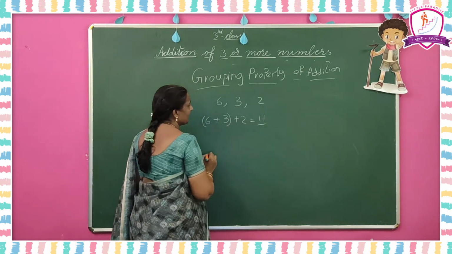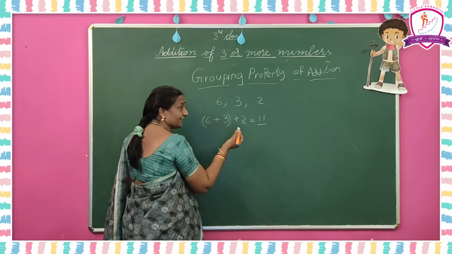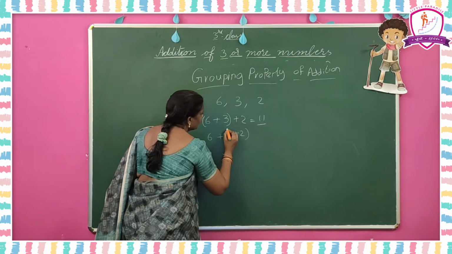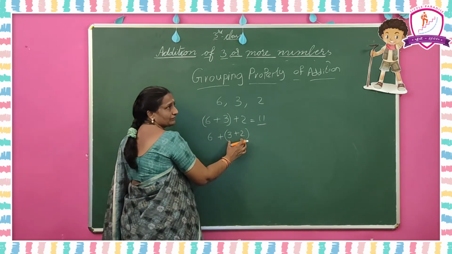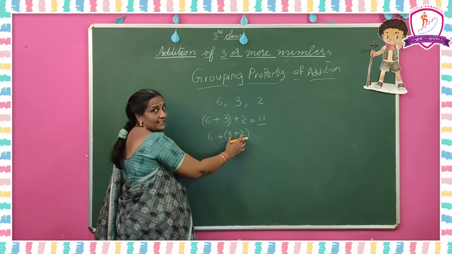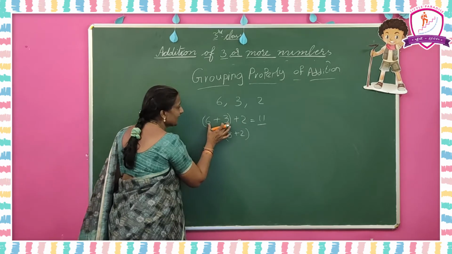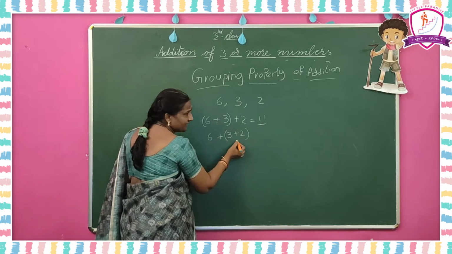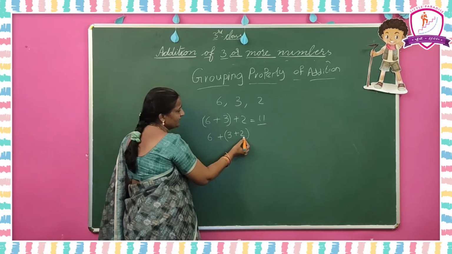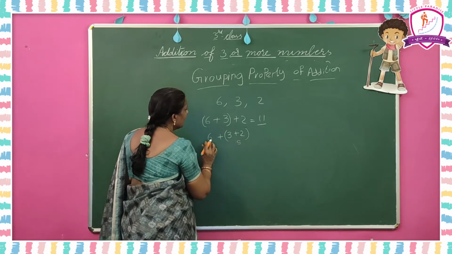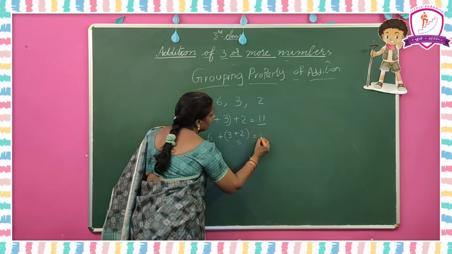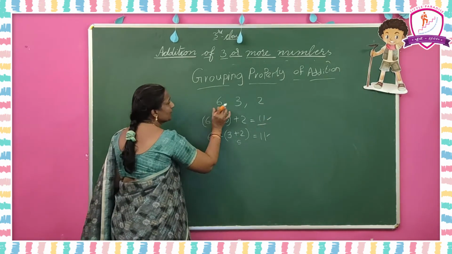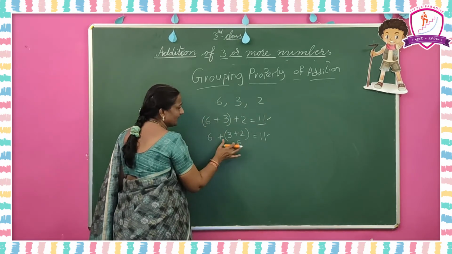We got 11 here. If we group these numbers in a different way, that means 6 plus 3 plus 2, now we group 3 plus 2. Here we grouped 6 and 3. Here we grouped 3 and 2. So first add these 2 numbers. 3 plus 2 is 5. And 6 plus 5 is 11. We got the same answer. That means if we group the 3 numbers in any way, the answer is same.